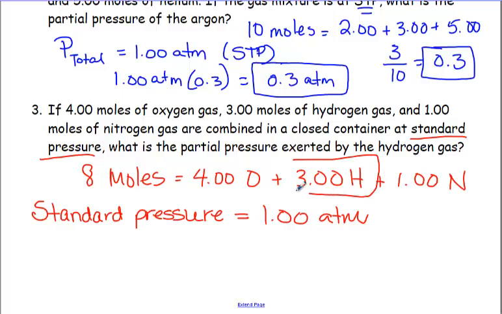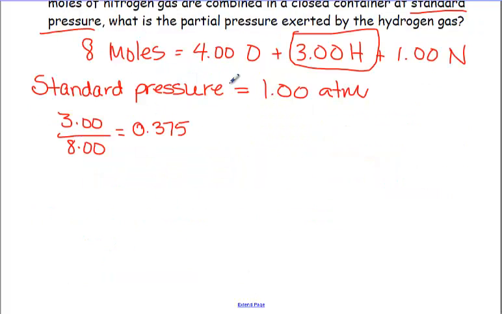So if we look at this right here, it's 3 out of an entire 8 moles. So you have 3 out of 8 moles. That's going to give us our fraction, or our percentage of the pressure, basically, or what it makes up out of the entire mixture. So that's 0.375. Now we're just going to apply this to the entire thing. We're going to multiply this by the total pressure. So P total is going to equal 1 atmosphere.